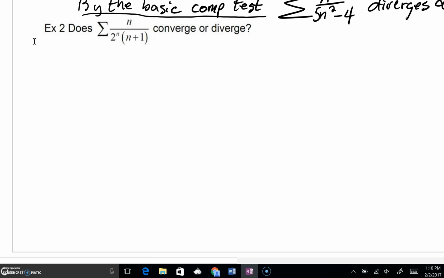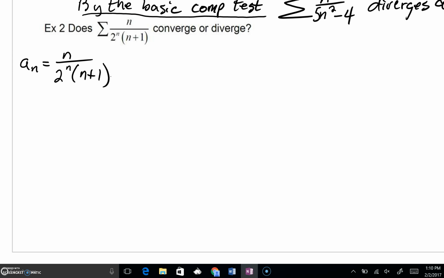Okay, for example 2, another very, very similar problem. You've got example 2, the series n all over 2 to the n times n plus 1. In other words, a sub n is this form right here. Now, of course, to really investigate what's happening, we're going to have to keep going.